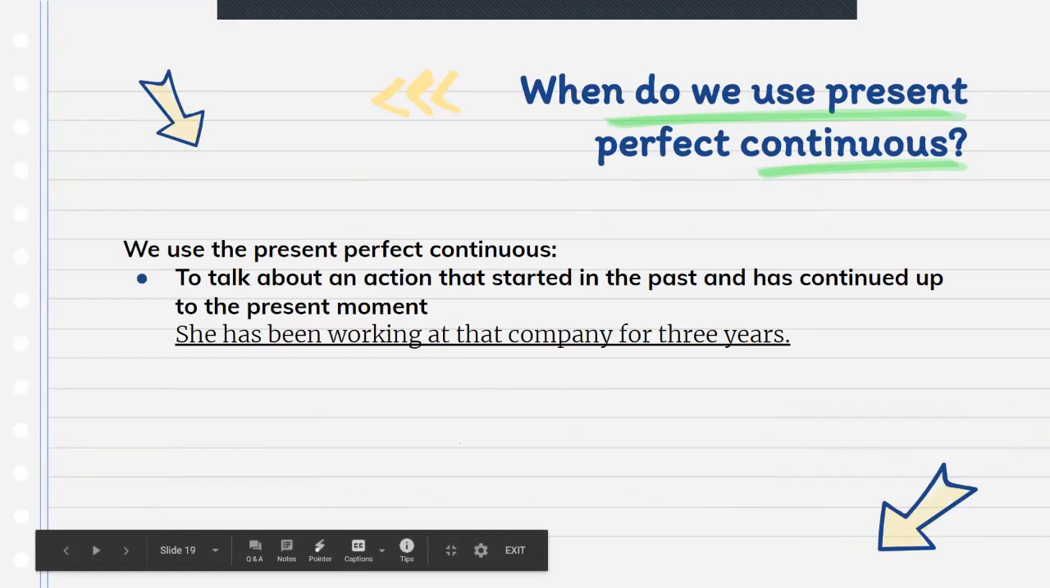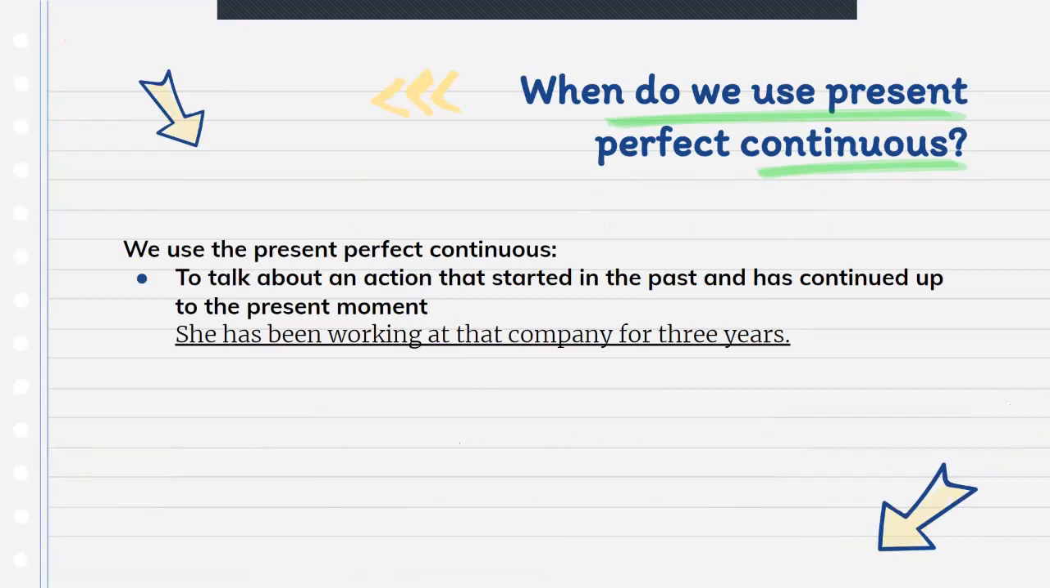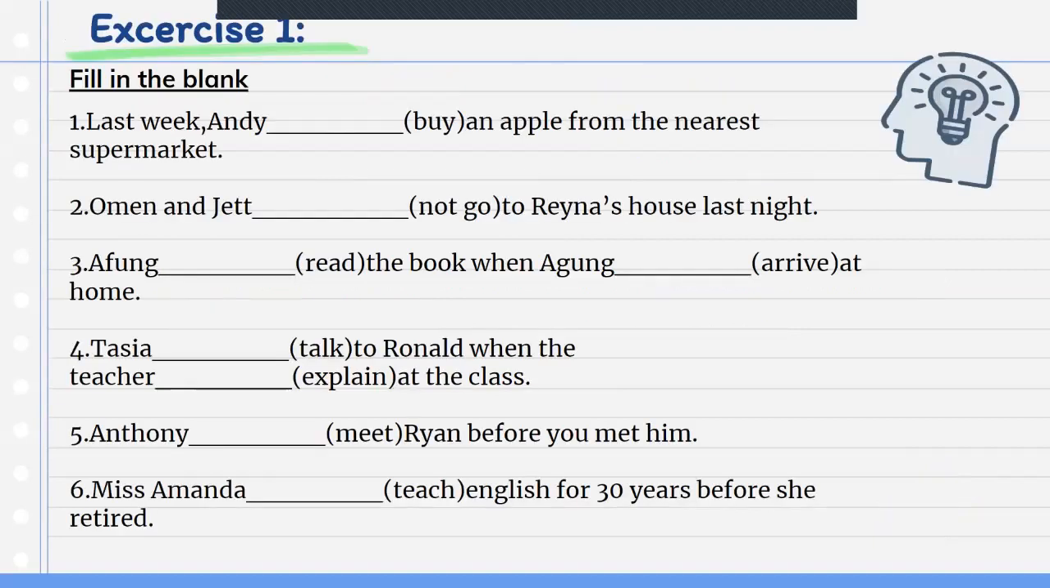So we use the present perfect continuous to talk about an action that started in the past and has continued up to the present moment. So for example, she has been working at that company for 3 years. So she started working at the company 3 years ago. So it started in the past and it remains the same until now. She still works at the company, for 3 years until now.